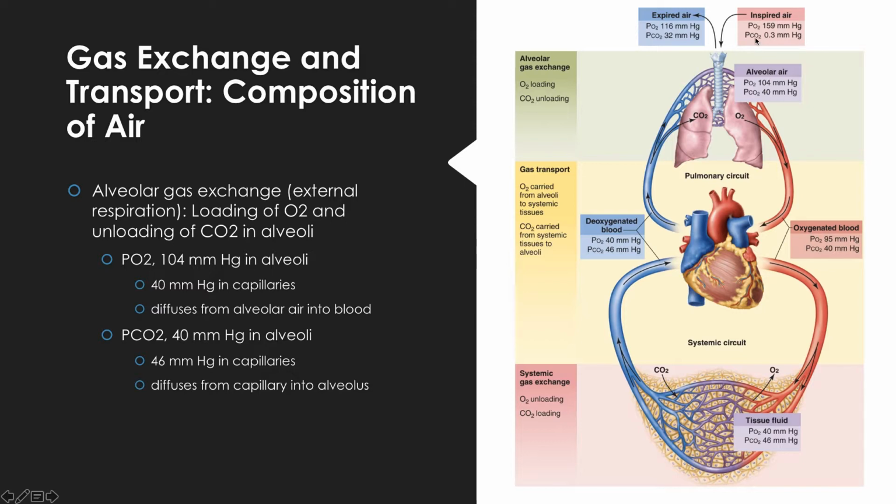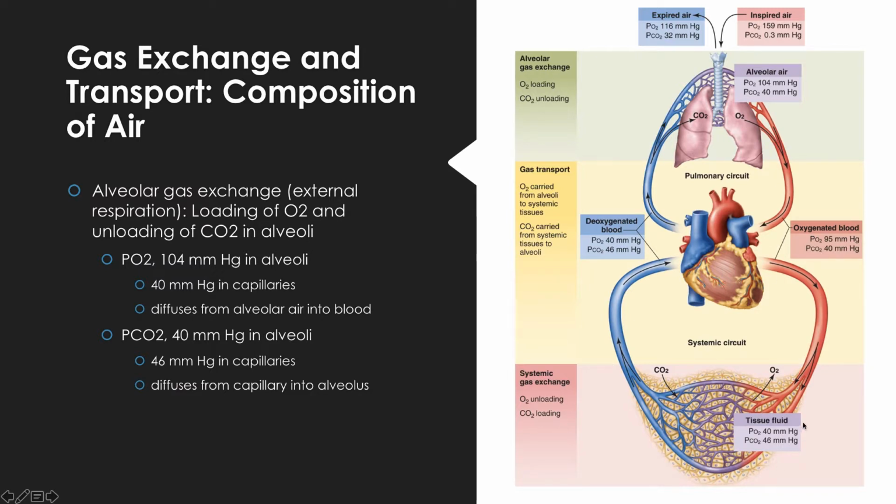Meanwhile, the partial pressure of CO2 in atmospheric air is only about 0.3 millimeters of mercury, so quite a bit lower. By the time the air gets to the alveoli, we've got a PO2 of about 104 millimeters of mercury, and PCO2 is much higher at 40 millimeters of mercury. That's because at the alveolus, CO2 is actively diffusing from the blood into the alveolar air. So you're dumping CO2 into the air. Oxygenated blood has a PO2 of about 95 and a PCO2 also of about 40.